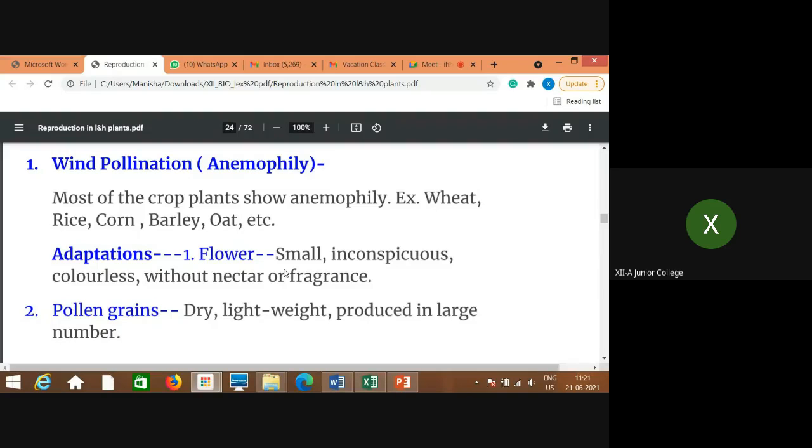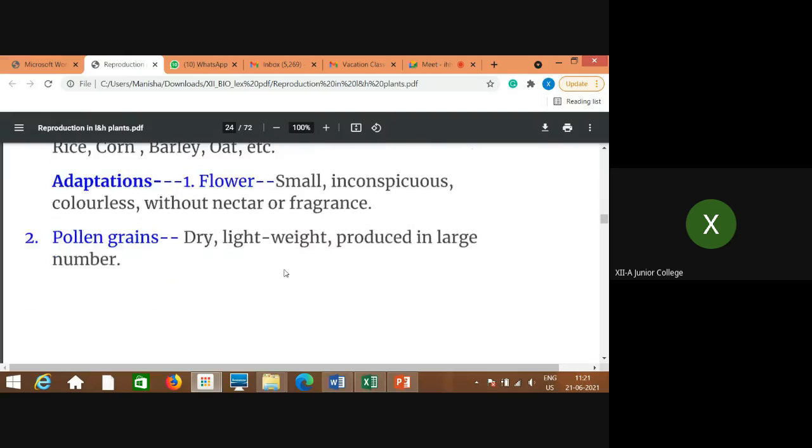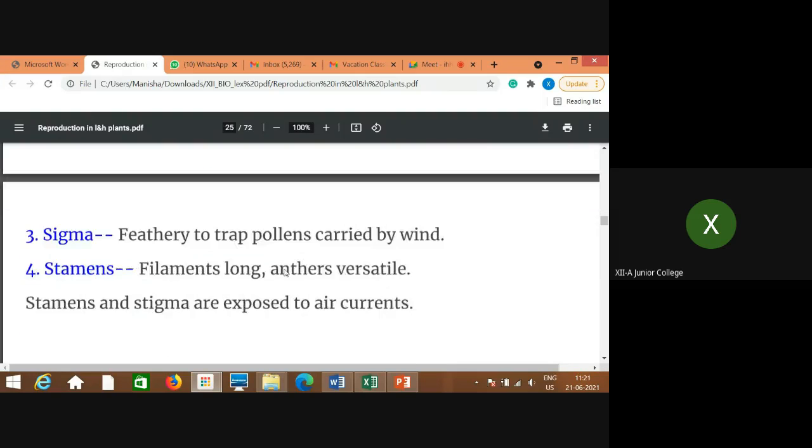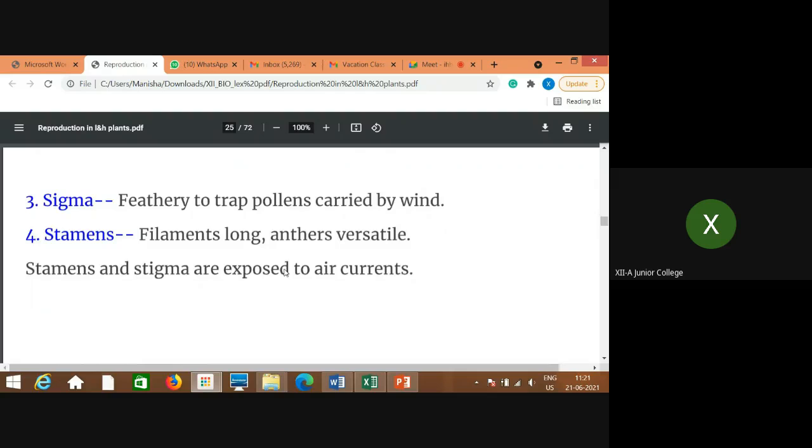In case of flowers or plants which are pollinated by the agency of wind, these are the adaptations which you should always remember, because questions are generally asked on the adaptations seen in so-and-so type of flower. Now, stigma. Stigma is feathery, to trap pollen grains carried by wind. Why is it feathery?